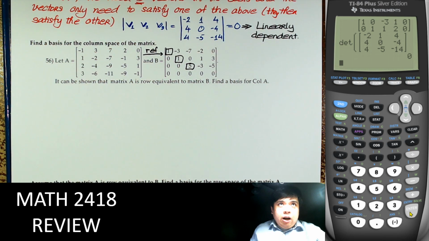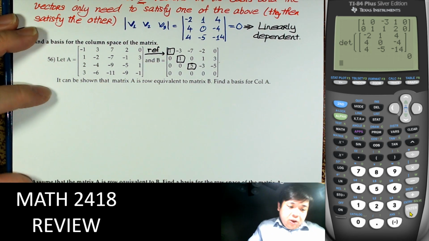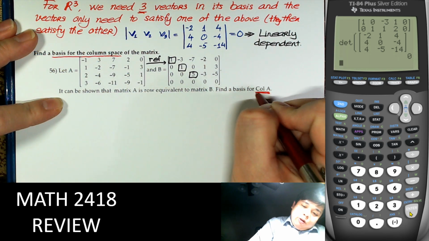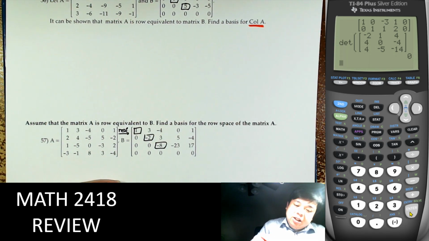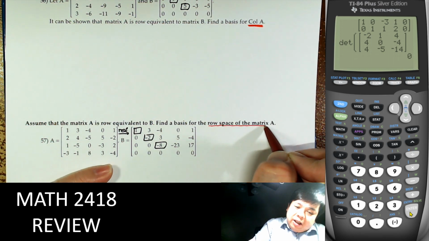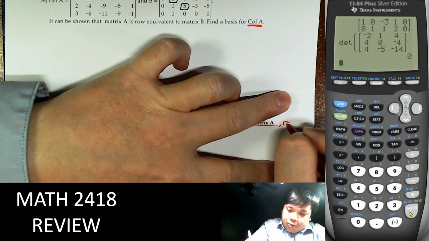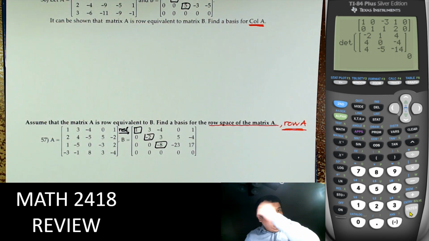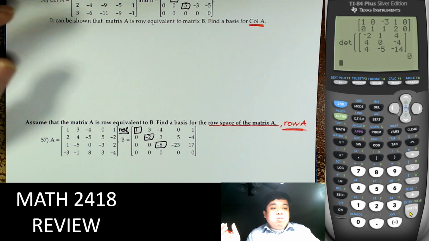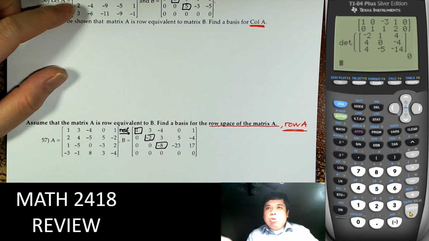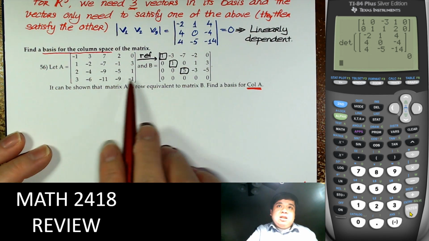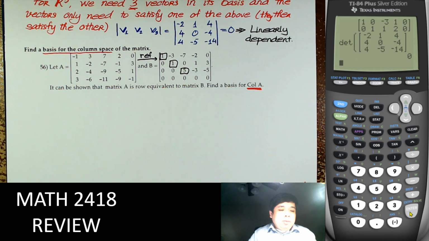Right? The first question asks for the basis for the column space of A, the second one for the row space of A. If we write it out, we're going to find the row space of A. Well, it will be very easy. Put the matrix in the calculator, do reduced row echelon form or echelon form, either case. In this problem, they give you the row echelon form already, so we don't have to do anything.